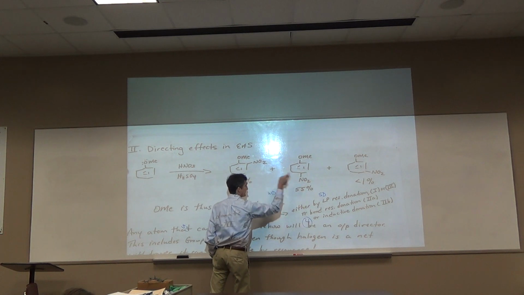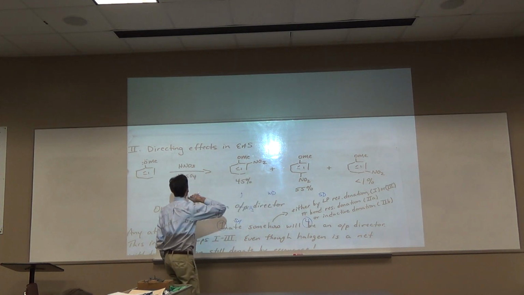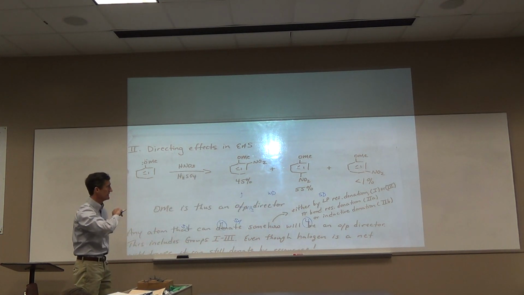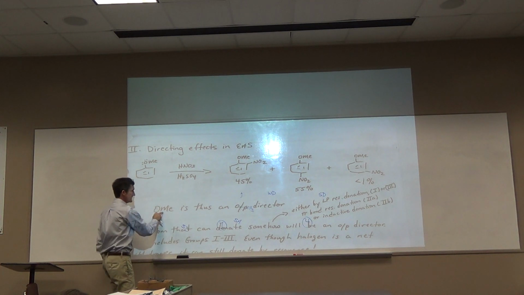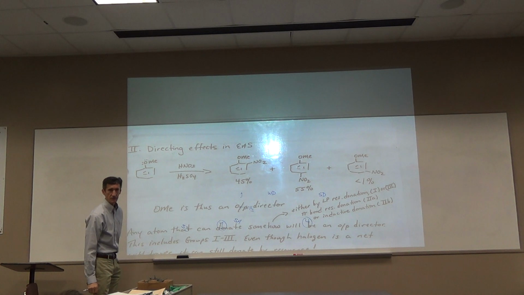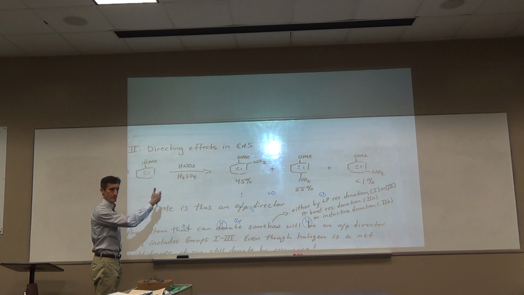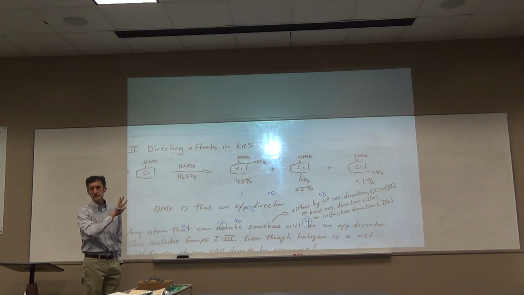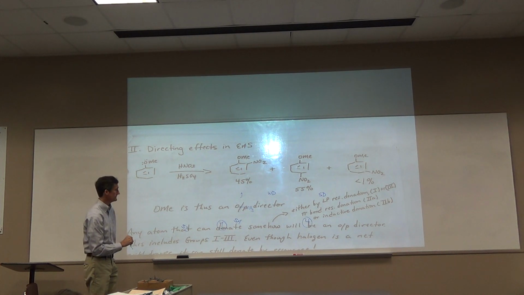Because you get a mixture of these two predominantly, the methoxy group is called an ortho-para director. It directs the new group either ortho or para. Not much direction at all meta. Okay?